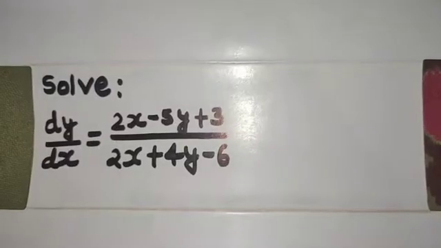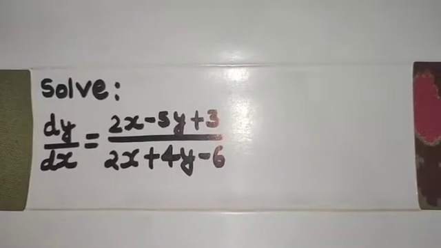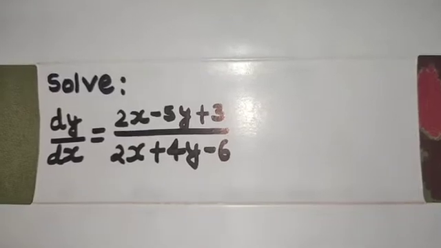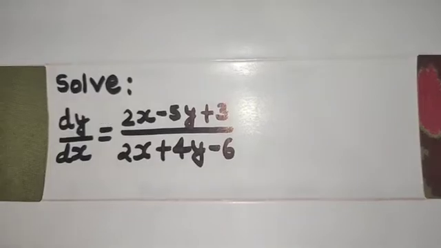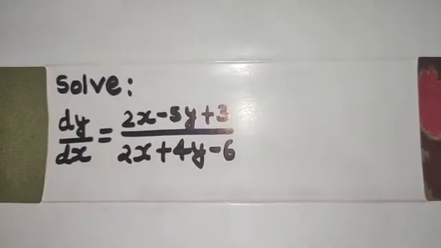Let's see a question from differential equation. So as you can see, the given question is dy by dx equals 2x minus 5y plus 3 divided by 2x plus 4y minus 6.